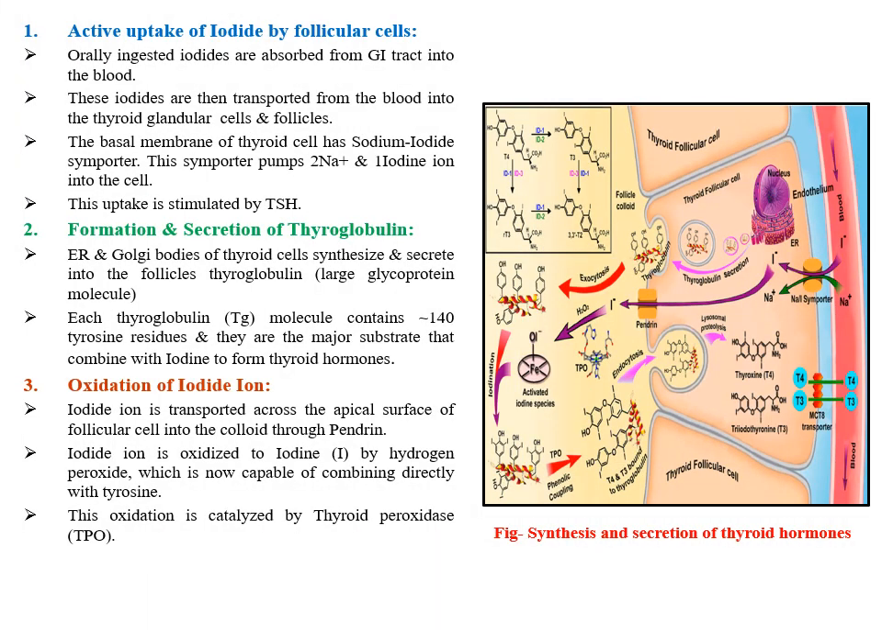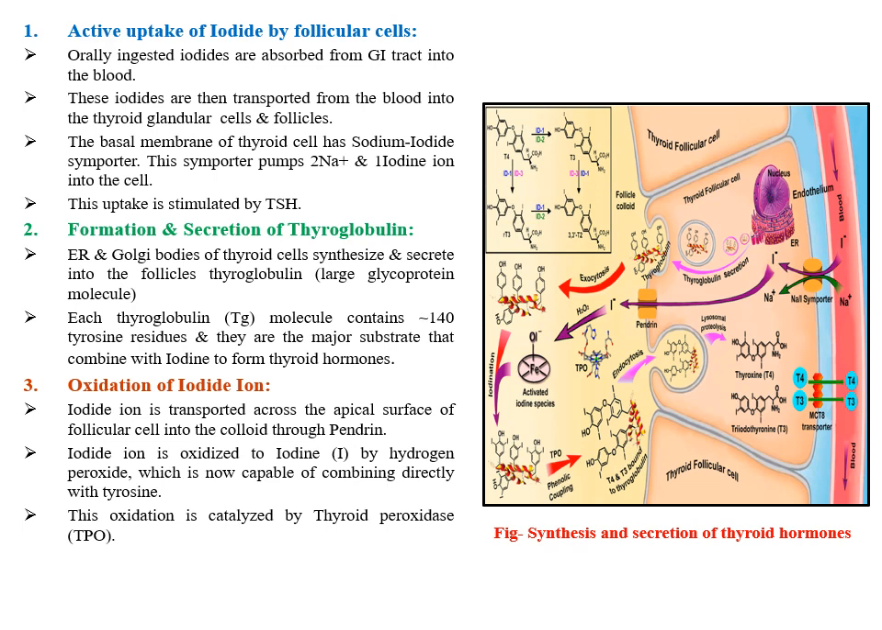So the first step in the synthesis of thyroid hormone is active uptake of iodide by the follicular cells. Whatever iodides we are ingesting through our diet get absorbed from the GI tract into the blood, and from the blood they get transported to the thyroid glandular cells, that is the follicle cells. Now what is the importance of this iodide ion? As we have already seen in the chemical structure of T3 and T4, there are some iodine atoms present in those molecules. So this iodide ion is one of the main components of thyroid hormone.